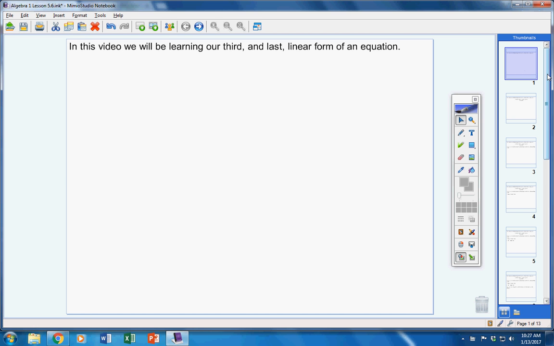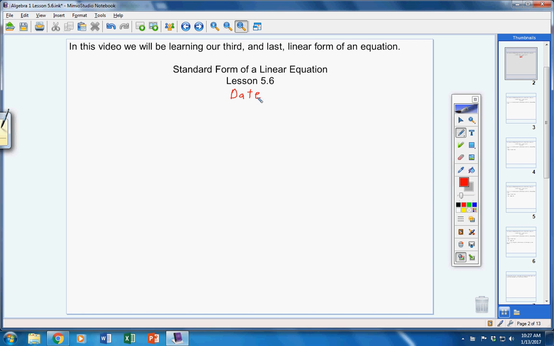Okay, Algebra 1 students, in this video today we will be learning our third and last linear form of an equation. Please copy this heading down in your notes if you would please. Write down standard form of a linear equation. Write down lesson 5.6 and be sure and include today's date so that your notes are organized, okay?